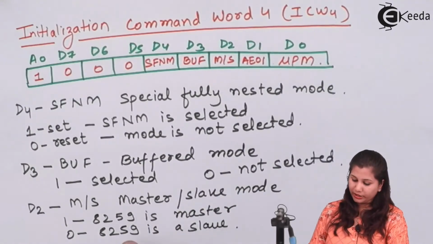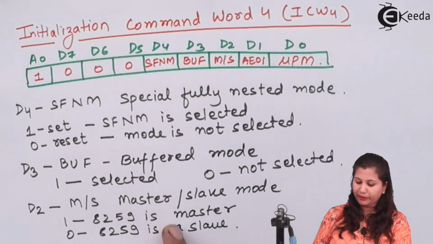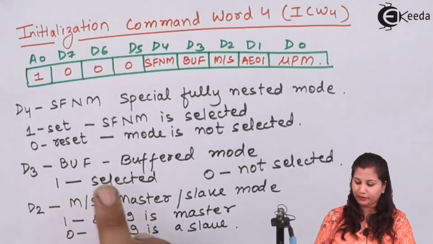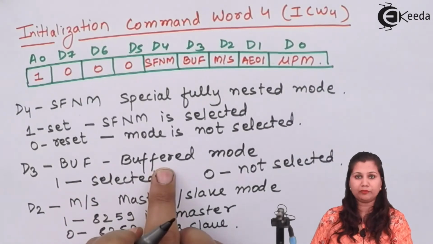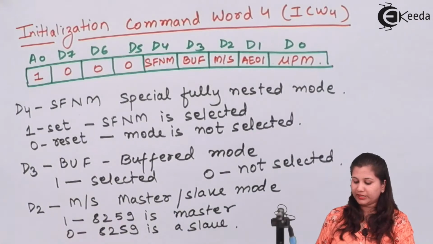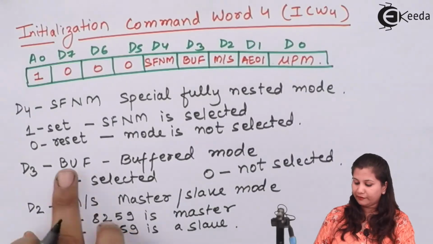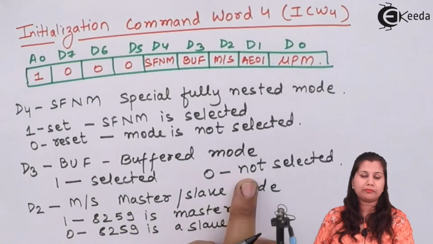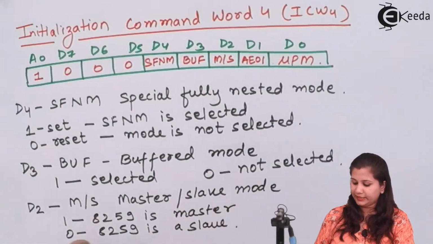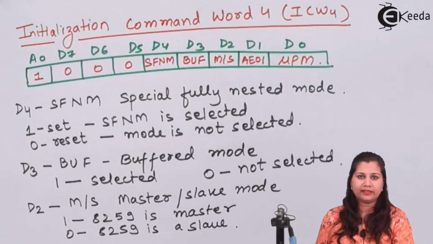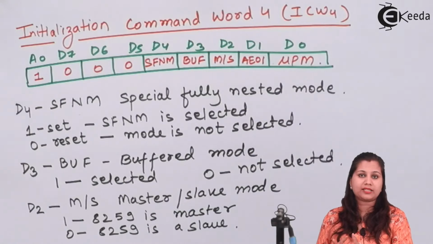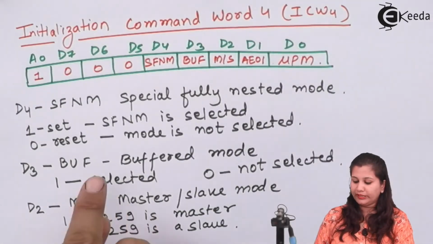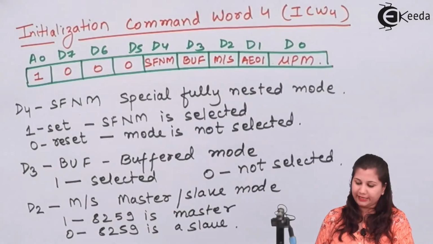Okay, so this master and slave mode depends upon this D3 bit, buffered mode. So when this D3 bit, this buffered mode is selected, then only this D2 bit is considered. If this bit is 0, that means buffered mode is not selected, then this D2 bit is neglected. So the use of D2 bit, that is the master and slave mode selection, is necessary only when the buffered mode is selected.